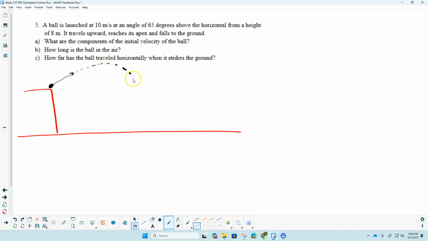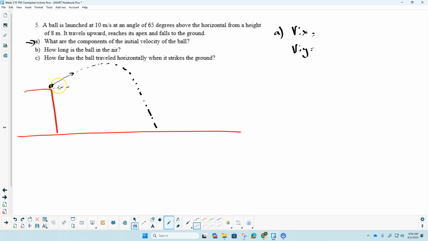So with projectile motion problems, you can just draw kind of the trajectory. That's a good enough idea of what's going on. We need to start by finding the components of the initial velocity. So for part A, we're going to find Vix and Viy. So this is a little bit of trig.